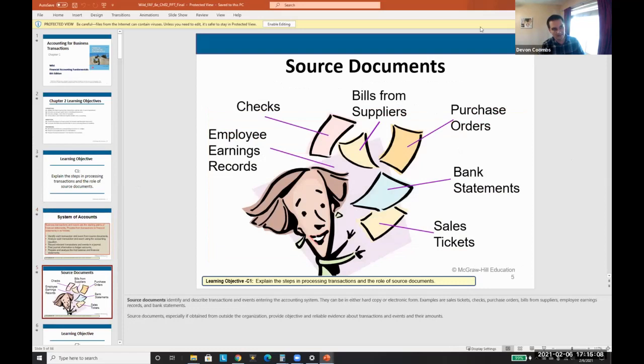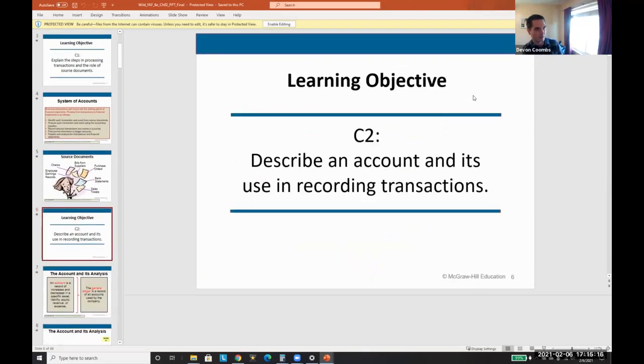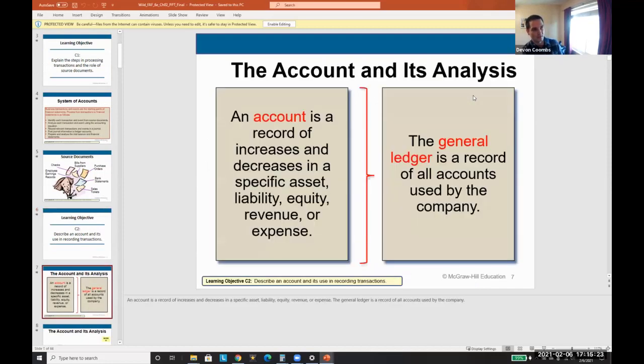Here are just some ideas of source documents. You could have employee records, checks, bills, purchase orders, bank statements, tickets. I think you can read that on your own. Now, describe an account and how it's used in a transaction. An account is just lumping a similar type of transaction into one classification. We might have something like a cash account under assets. Why would cash be an asset? Because it's something that the business has, right? We have our assets equal liabilities plus equity.